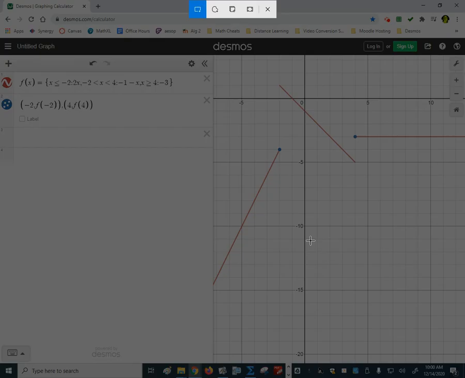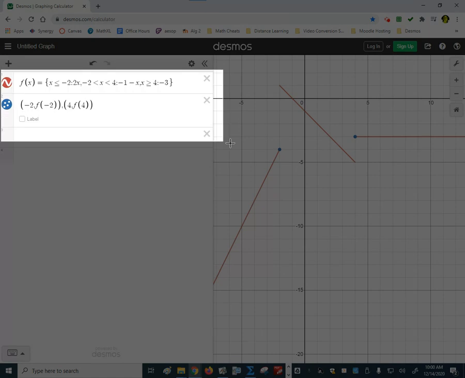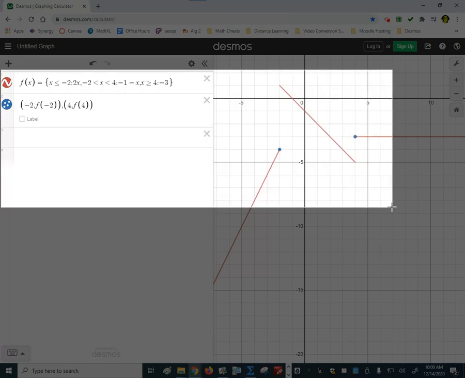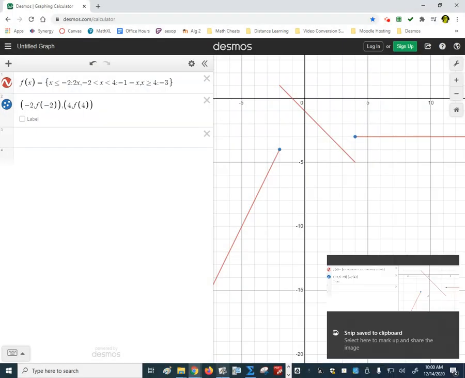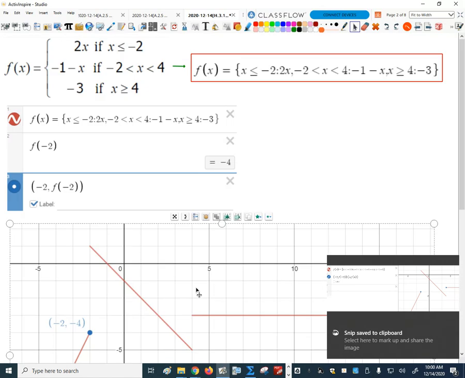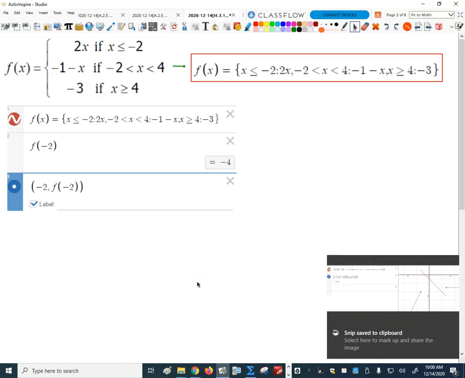Okay, I'm going to use this picture rather than the other one. It's a little better picture. It's got the endpoints in there. Let's get rid of that.